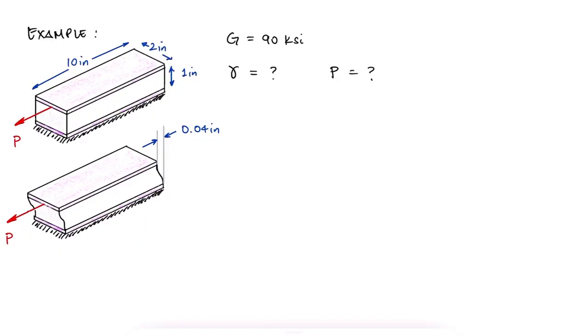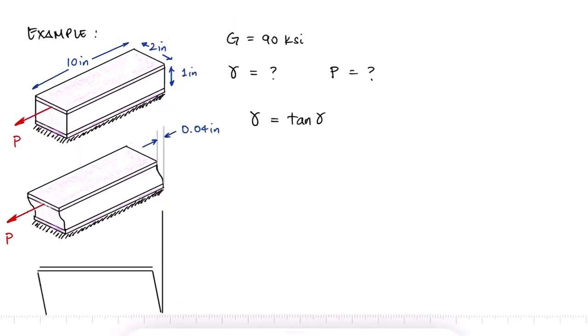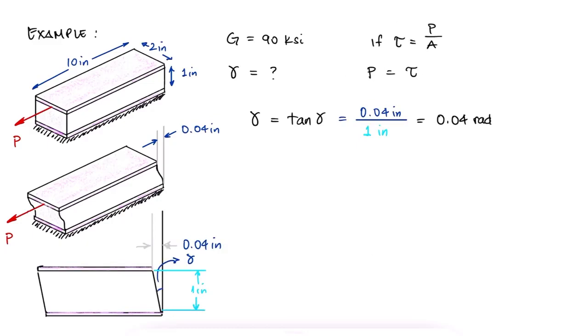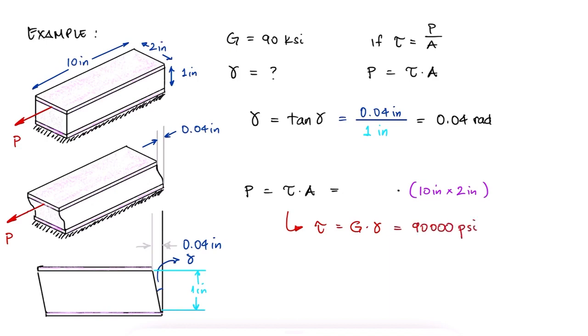The answer to the first question is pretty straightforward. We know that gamma will have almost the same value as tangent of gamma, which would be equal to the horizontal displacement of 0.04 inches over the vertical distance between plates. For the second question, we know that the force P is what's generating that shearing stress tau. The area is the area that is parallel to the force, and the shearing stress can be calculated by multiplying the shear modulus times the shear strain. With the given value for the shear modulus and the shear strain that we just found, we find the value for the shearing stress and with it the load P.